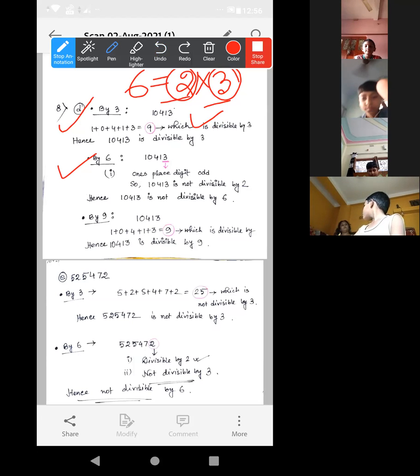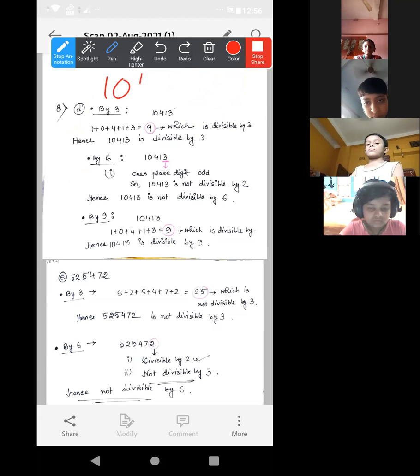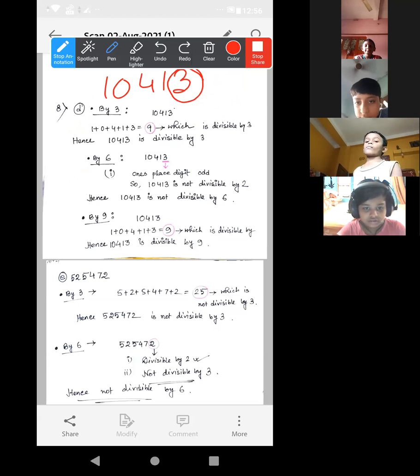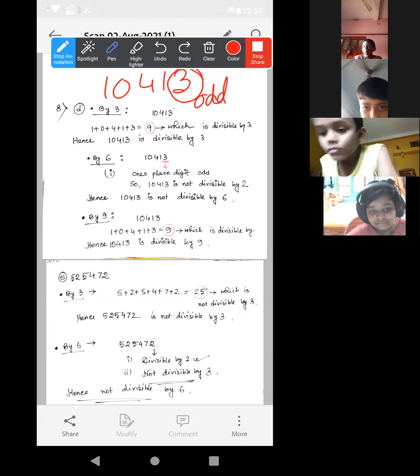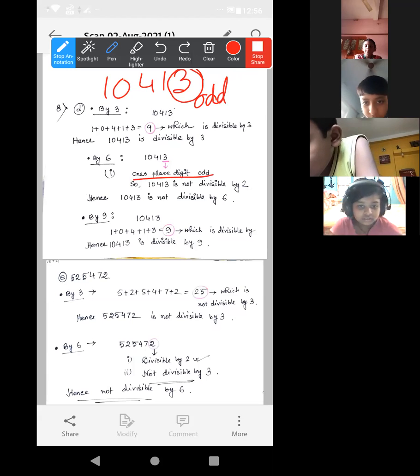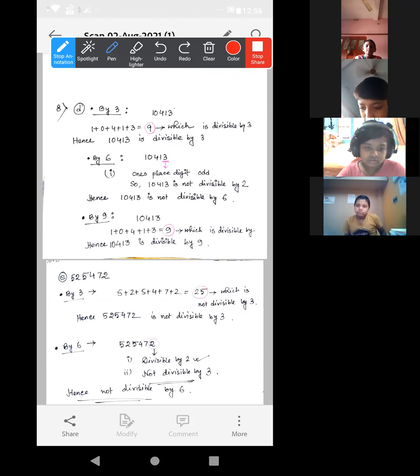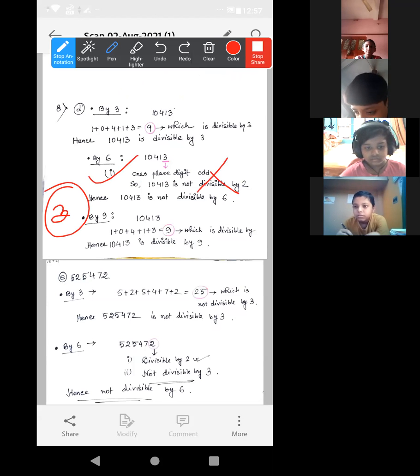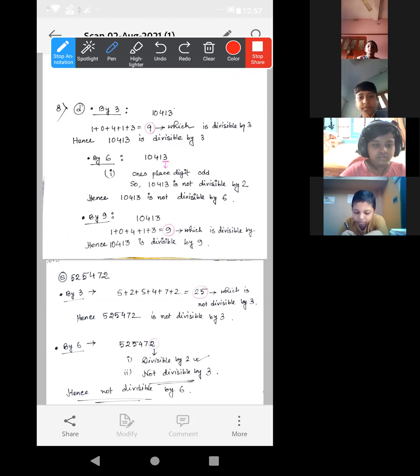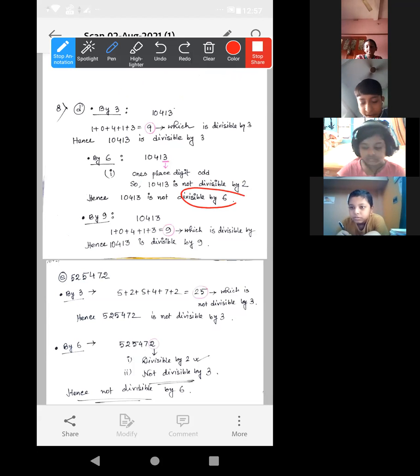Now by 2, as the number is 10,413, the unit place digit, or ones place digit, is 3. So it is an odd number, so not divisible by 2. As it is not divisible by 2, no need to show for 3. If one is not divisible, the given number will not be divisible by 6 also.